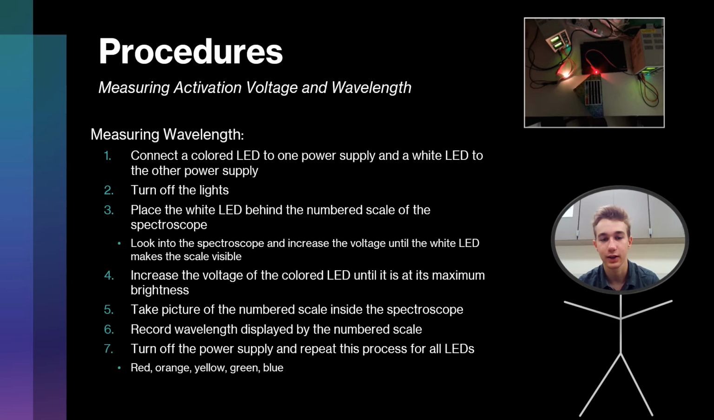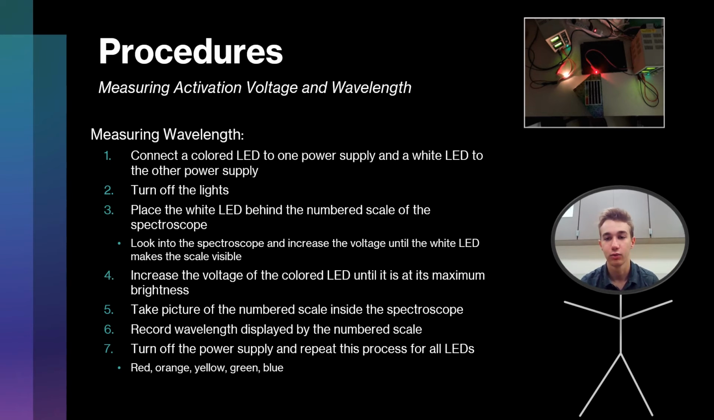And for the wavelength, I connected the LED to the power supply and a white LED to the other power supply. I turned off the lights, and I turned up the voltage to turn on the white LED. The white LED was placed behind the numbered scale inside the spectroscope, and I turned it up until, when looking through the spectroscope, I could see the numbered scale in the dark.